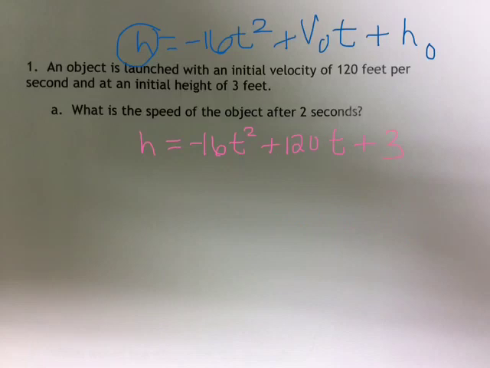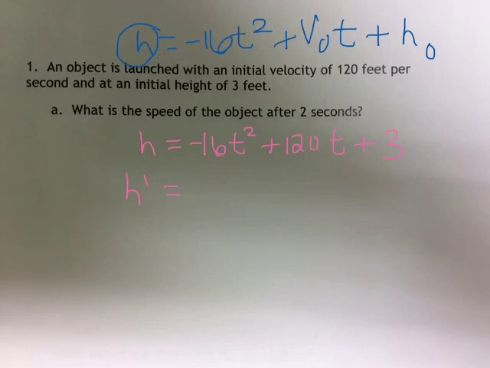Now, to find the speed of an object, you need the derivative of the position, because the derivative tells you the change in something. So the change in the position tells you the speed. So what we're going to do is take the derivative of this function, so h prime. And to do that, we're going to use our derivative rules.